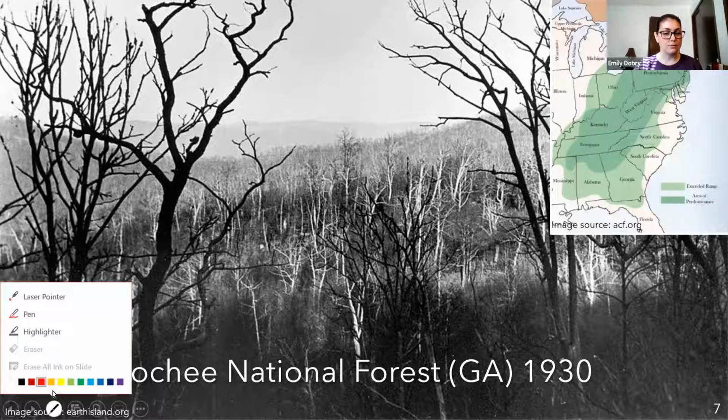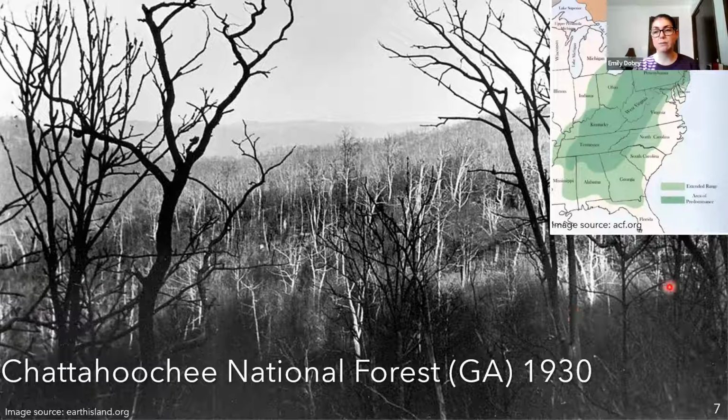So let me get my little laser pointer here. You can see in the top of the screen here is the estimated range of what the American chestnut was prior to the introduction of chestnut blight. And to give you an idea of just how devastating this pathogen is, this is an image taken in 1930 of the Chattahoochee National Forest in Georgia. And this is a strictly chestnut forest. So you really get an idea of how devastating this would have been to our forest systems.